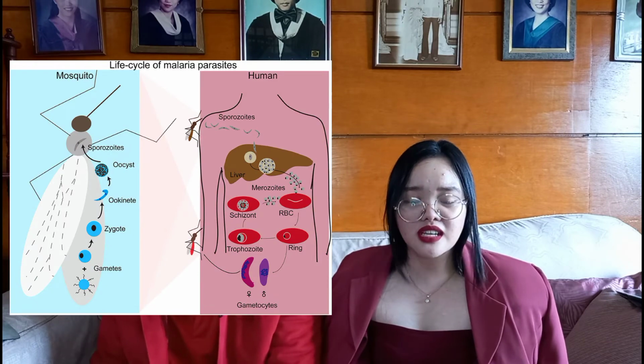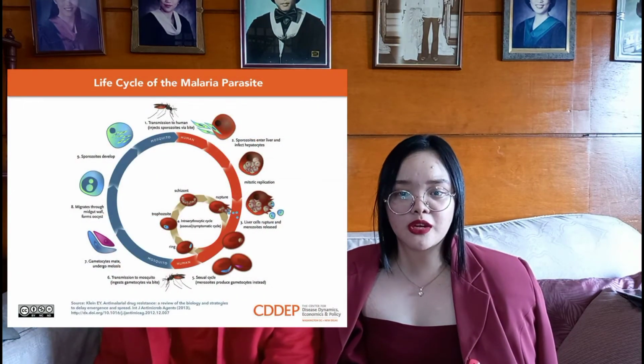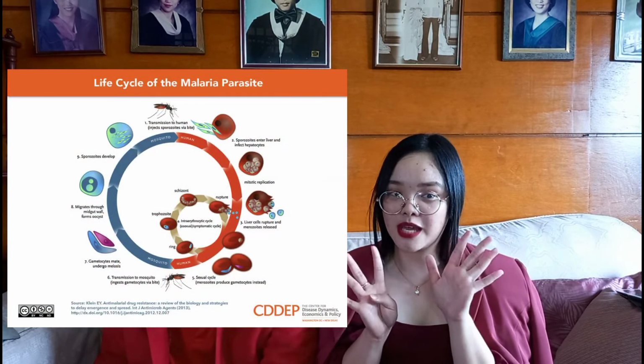This starts with understanding its life cycle. The life cycle of these malarial parasites is quite complex. The sexual cycle of the malaria parasites occurs in the vectors. As such, the mosquito is called the definitive host, while humans are called the intermediate host. The life cycle of the malaria parasite can be summarized in 9 steps.